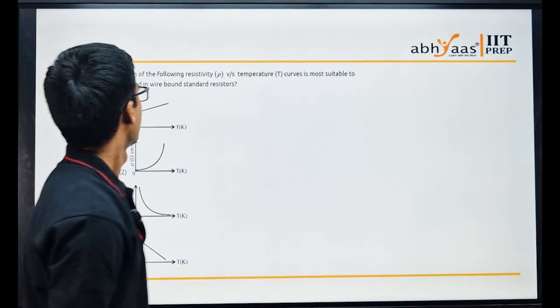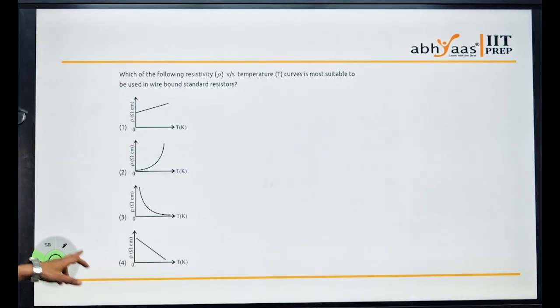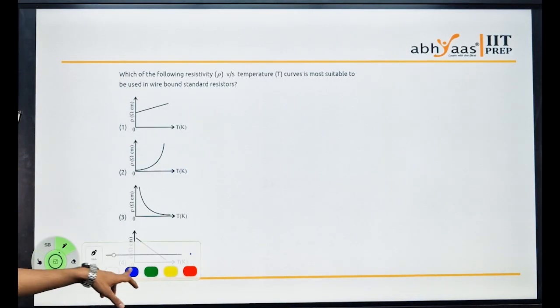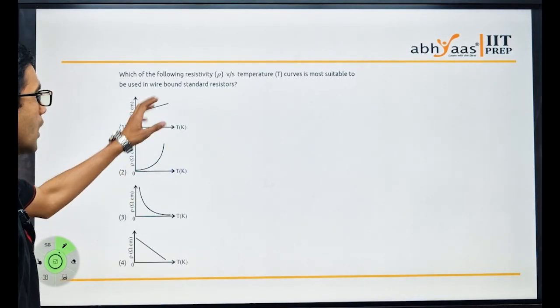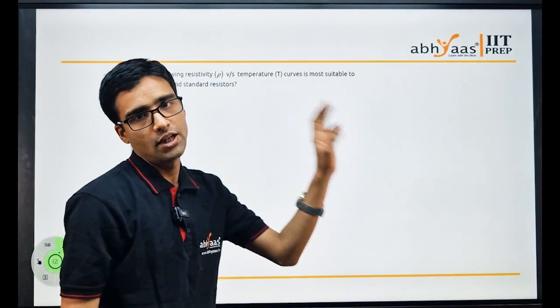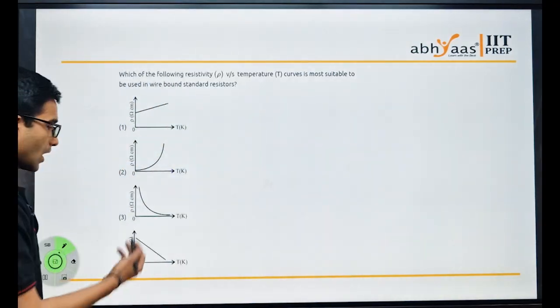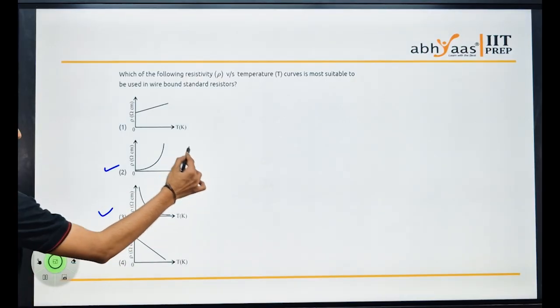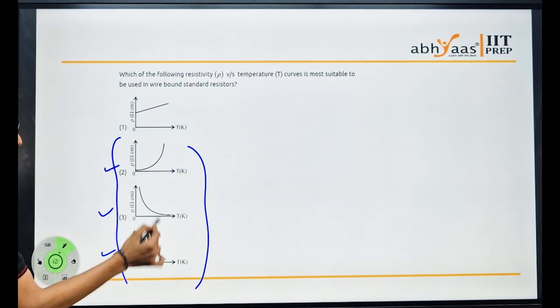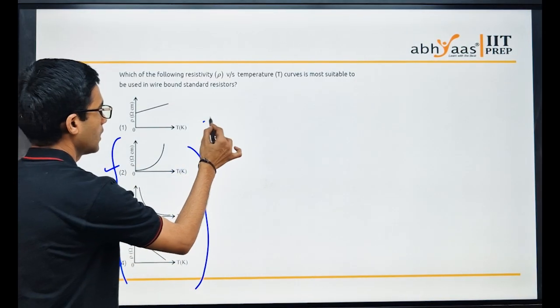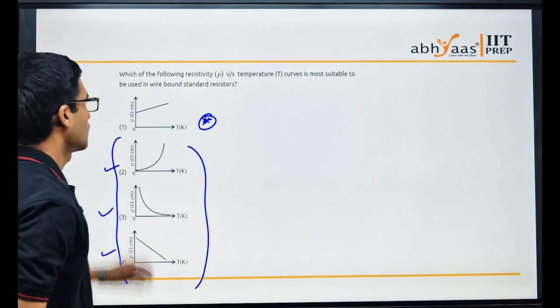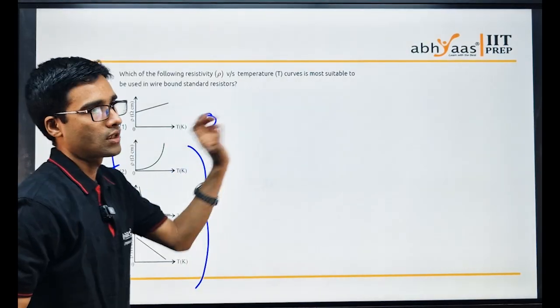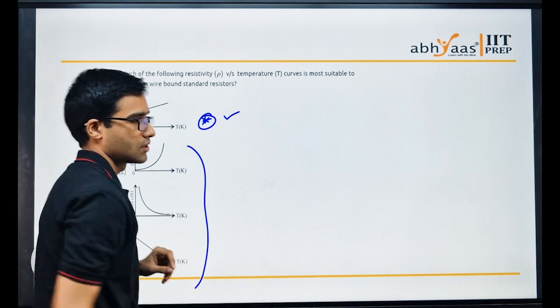In this question, what he is asking is resistivity versus temperature. You know from the theory that for wire bound resistance, resistivity is independent of temperature. If you see the other options, everywhere there is a more tapered curve, which means it is dependent on temperature. In this one only, it is less dependent. If you see this, resistivity is independent of temperature, so the most suitable option is the first option.